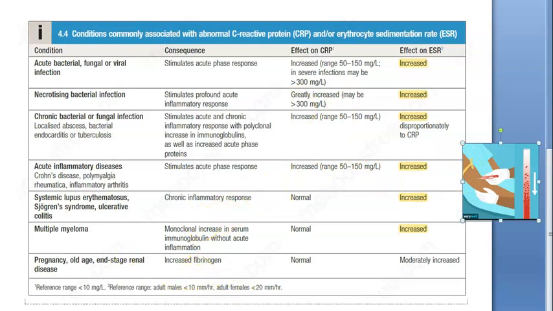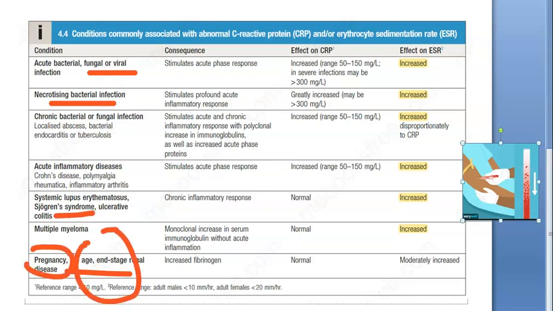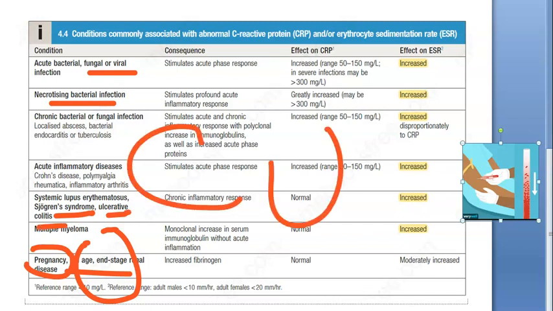Then, where are we here? Necrotizing bacterial infection, etc. Pregnancy, old age, end-stage renal disease, Sjogren's syndrome, that is all the dryness, right? Ulcerative colitis. So Crohn's and ulcerative colitis, both you can write.